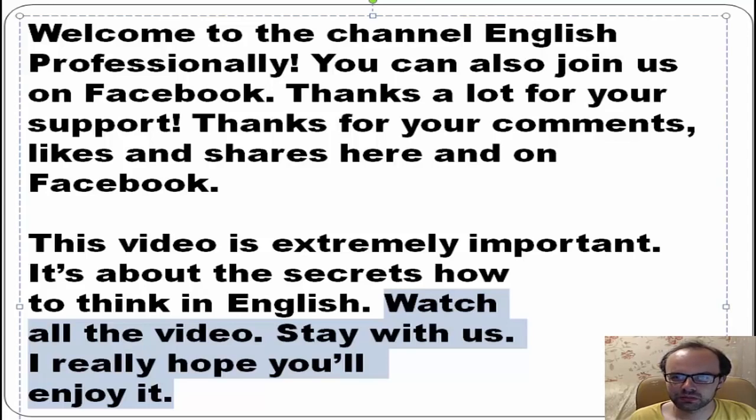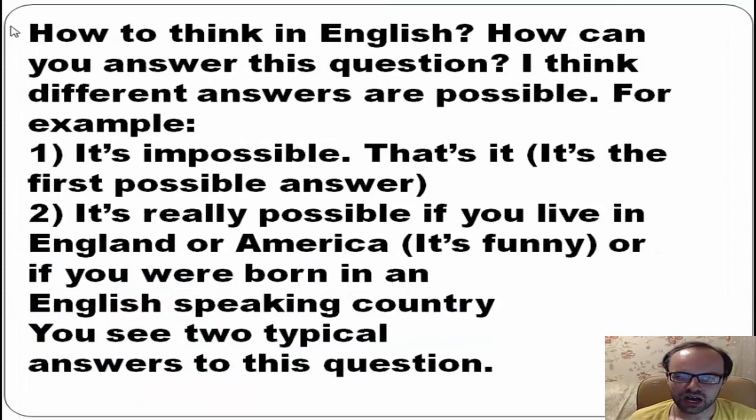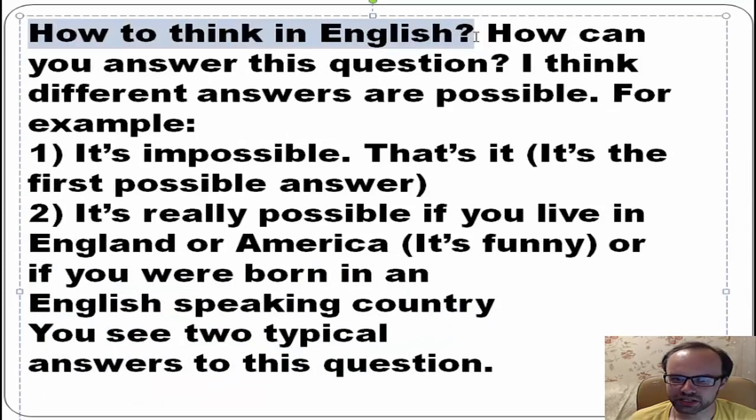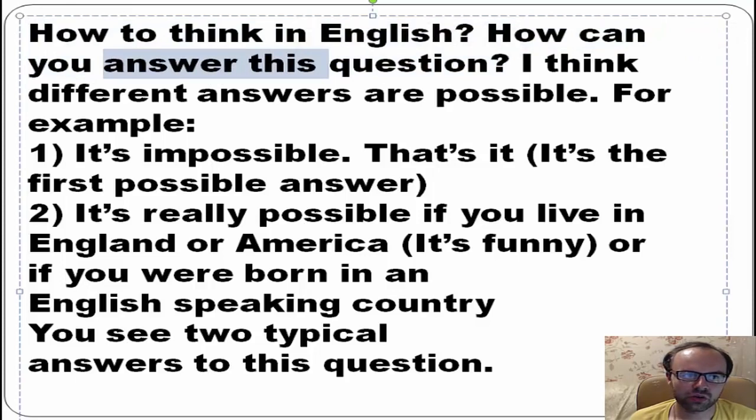Well, so really, how to think in English? How can you answer this question? Please look, answer this question, without any preposition here, so no preposition. Students often make this mistake. Please remember this phrase. Can you answer this question?